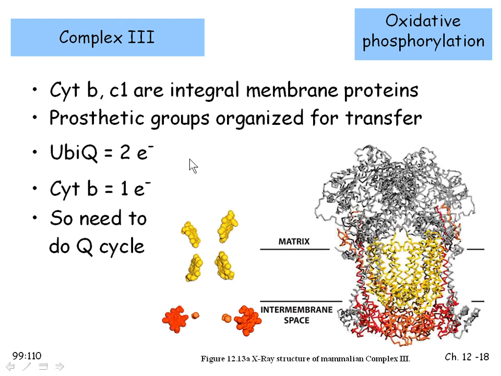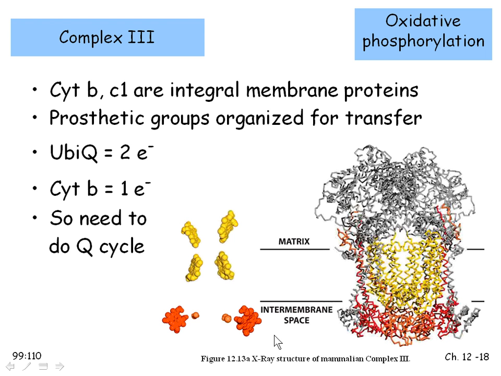So what does that look like? Well, complex 3 is, again, an integral membrane protein. It makes contact with the matrix on one side and the intermembrane space on the far side. And all the groups inside of it are spatially organized to facilitate the transfer of electrons.